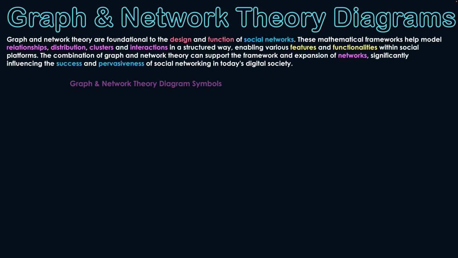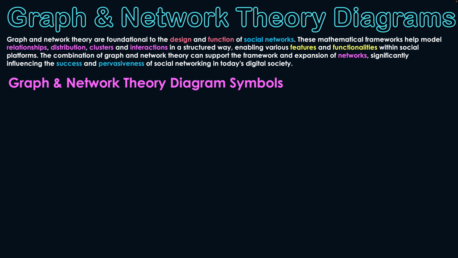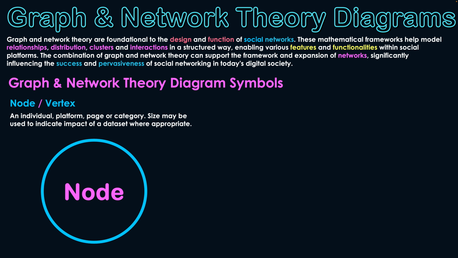So let's firstly get into these symbols. There are really two main symbols used in these types of diagrams. The first one is that of a node or vertex. It is an individual, platform, page, or some sort of category that is used within the social network. Its size will indicate the potential impact the specific vertex or data set has on the overall network. Because what this diagram is going to look like is a web of these circles. And the bigger the circle, the bigger the impact or influence it has.